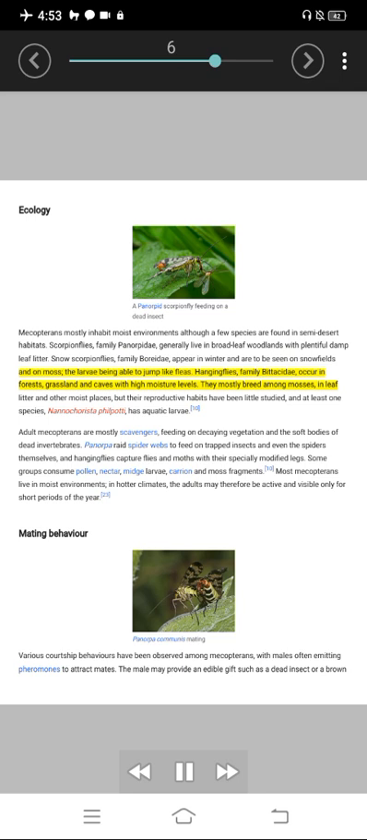Hanging flies, family Bittacidae, occur in forests, grassland and caves with high moisture levels. They mostly breed among mosses, in leaf litter and other moist places, but their reproductive habits have been little studied, and at least one species, Nannochorista philpotti, has aquatic larvae.